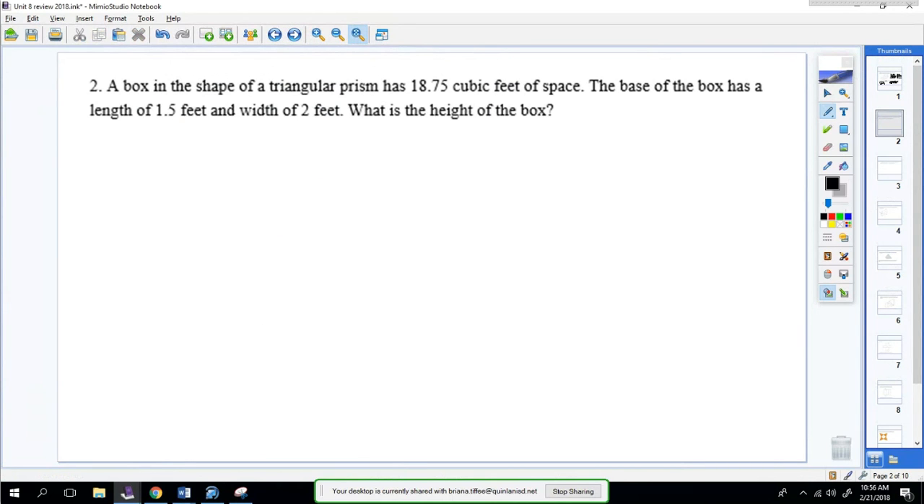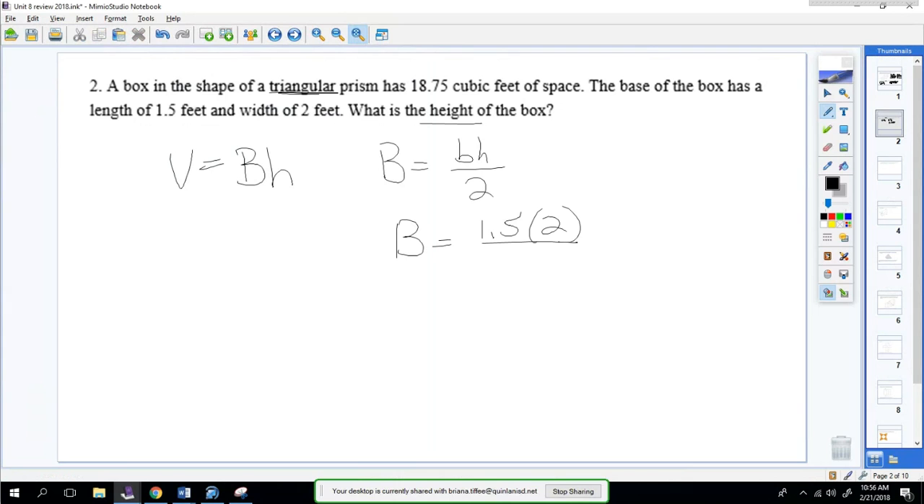Okay, number 2, a box in the shape of a triangular prism has 18.75 cubic feet of space. The base of the box has a length of 1.5 and a width of 2. What's the height of the box? First off, the volume formula for a prism is V equals big B times H. But since it's a triangular prism, big B is base times height divided by 2 because it's a triangle. The base of my prism is 1.5 and the height of it is 2. So 1.5 times 2 is 3, and you divide by 2, which is 1.5. So big B is 1.5.